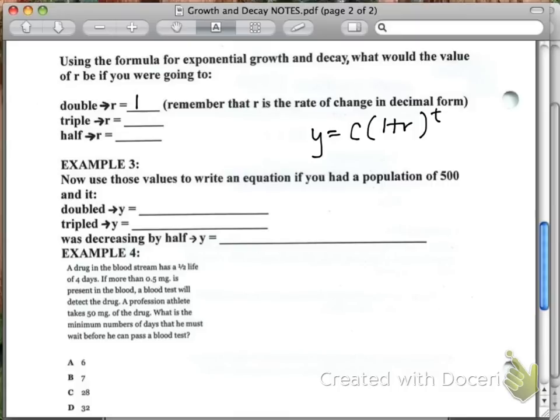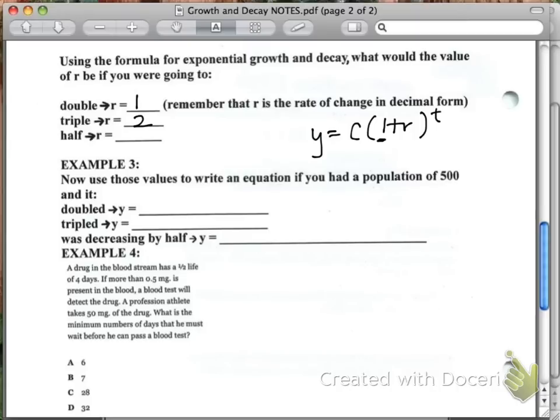Okay, what if I want to triple it? So if I have 1 penny and I want to triple 1 penny, I have to add what to it? How do I get 3 pennies? Well, I have to add 2, so R would be 2. So to turn this from 1 to 2, I've got to add 1, that's doubling it. To turn this from 1 to 3, I've got to add 2 to it. So that's how we double and triple something using this formula. You add 1 or 2.